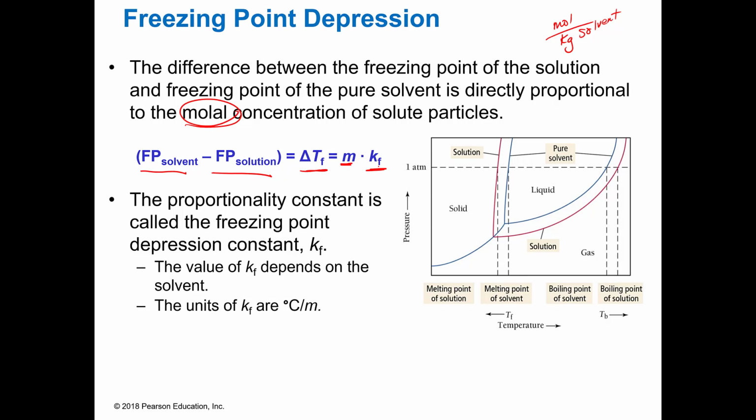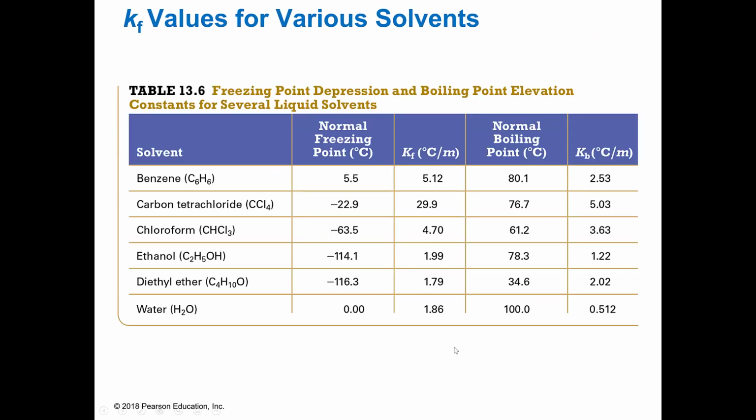This is called the freezing point depression constant, K sub F, and it depends on what your solvent is. There's usually a chart of these, expressed in degrees C per molal. This gives you an idea of normal freezing points and boiling points and what those K sub F's look like.